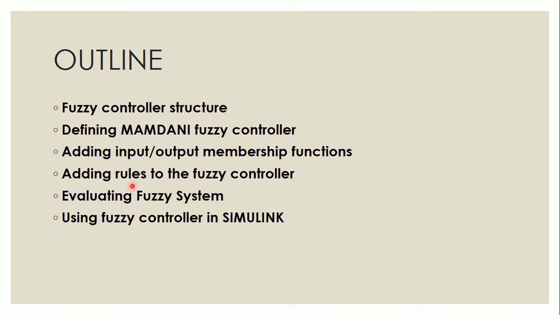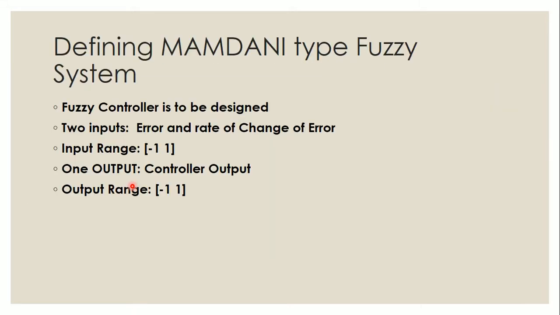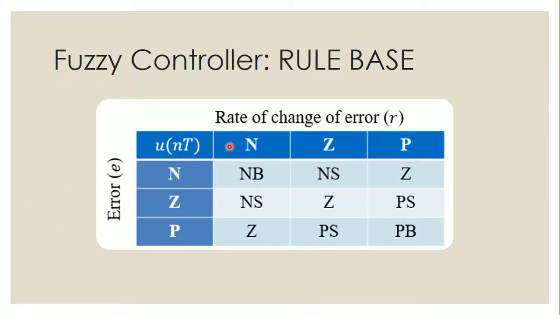Now let us try to understand how we can define the rules for our fuzzy controller. Let me just go to that slide. In our rule base, what you can see here is we have two input linguistic variables defined using three membership functions for each: negative, 0 and positive.